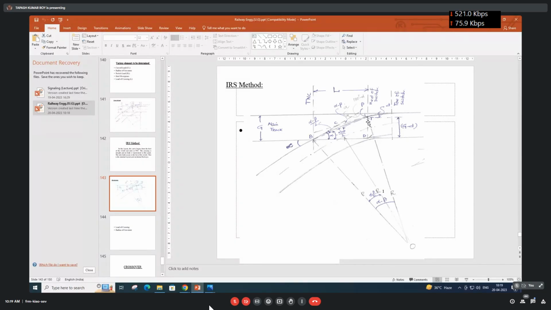Now what we'll do? We'll consider a triangle TBD. So this is the T, this is the B, and this is the D. TBD. In this case, it is essential to determine first of all the different angles. Then it will be clear to you. So what are the different angles?